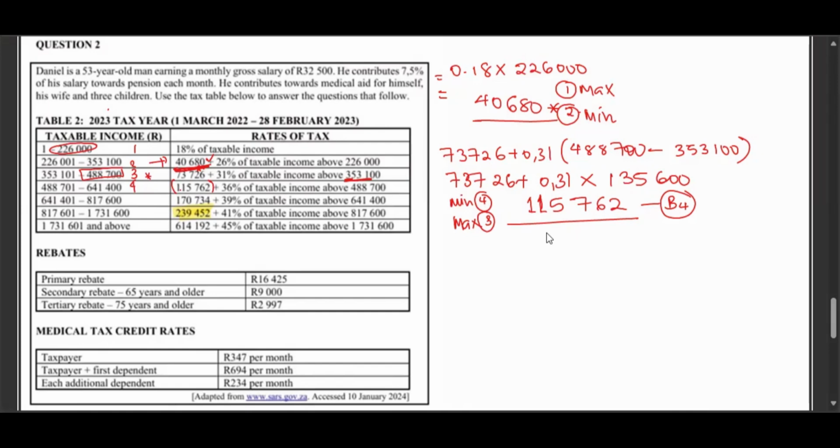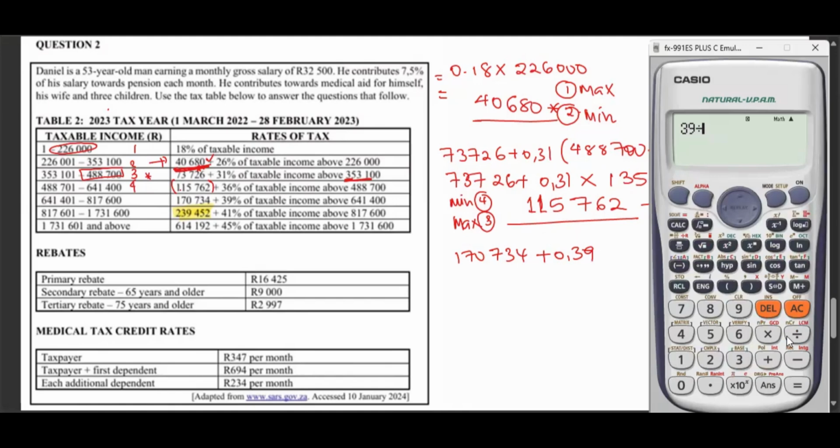Okay, let's look at the one that you have asked us. So this one here comes from bracket number what? 5. Good. So if it comes from bracket number 5, we shall write bracket number 5 here, which is 170,734 plus 0.39. 0.39 comes from 39 divided by 100 in decimal format. That's where you get the 0.39.